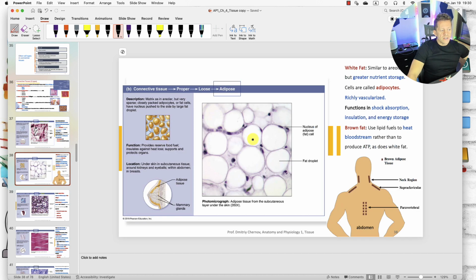Here is the adipose tissue. In class I mentioned that you can recognize adipose tissue just by looking at the cells. The nucleus is pressed up against the wall.